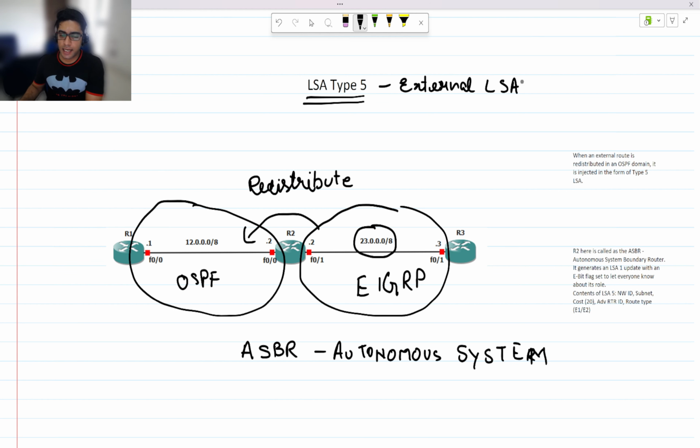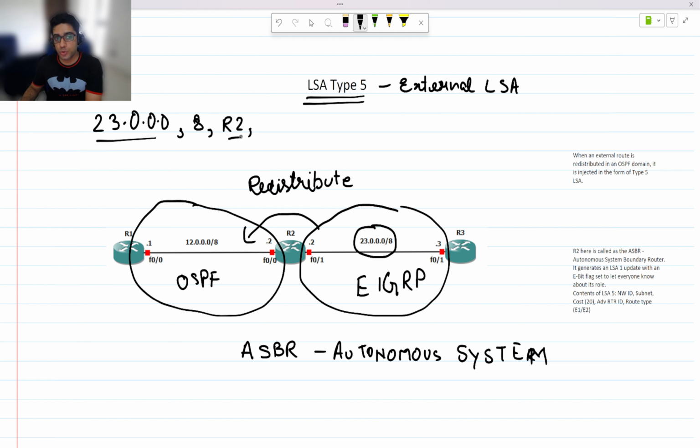It generates an external LSA and talks about the network that it is connected with. So when R2 generates a type 5 LSA, it will say that the network it is connected with is the 23 network. Now let's check what the contents inside the LSA are. The content would be the network or link that it is connected with, that is the 23 network. The subnet mask of this network is 8. Who is the advertising router for this link? R2 is the advertising router for this link.